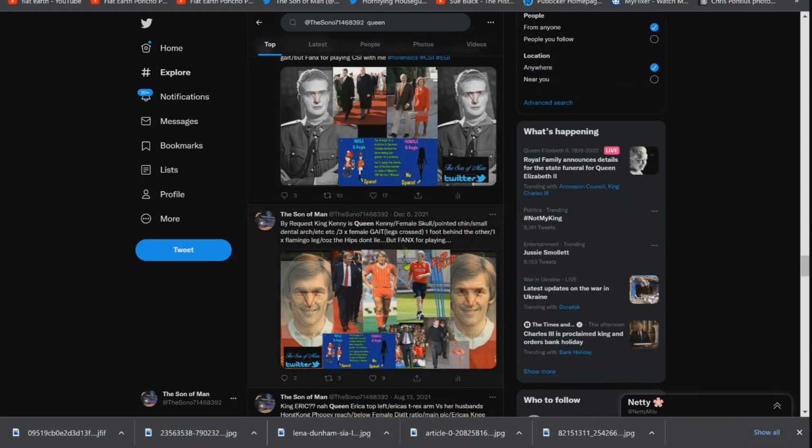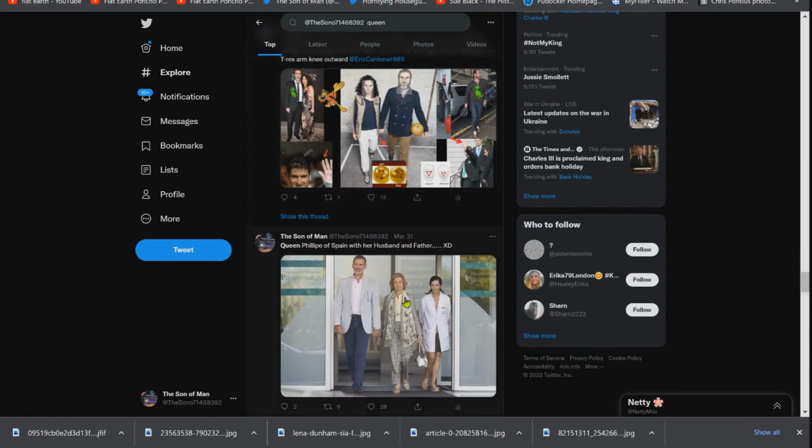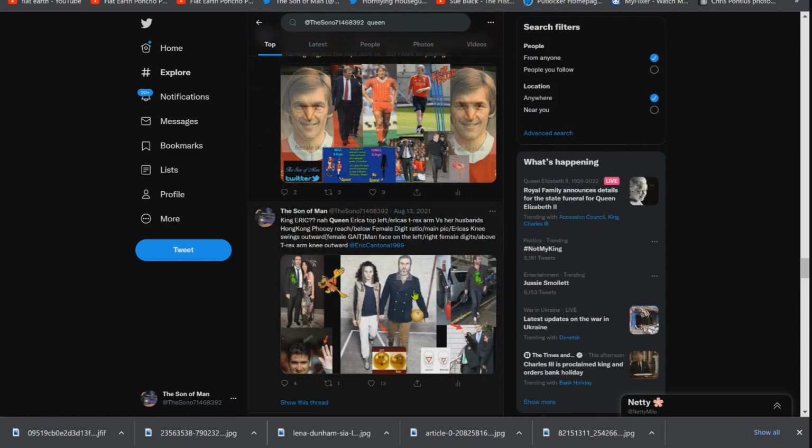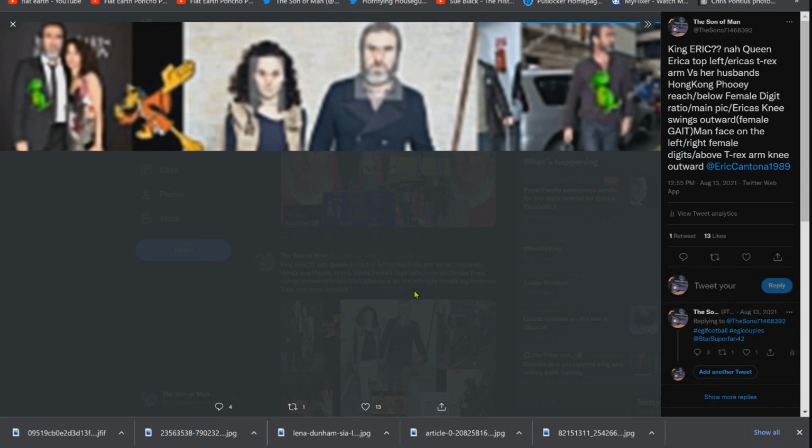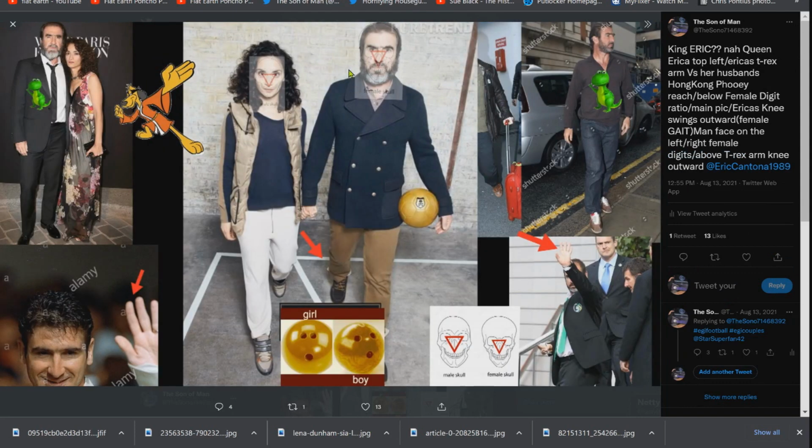King Kenny, Queen Kenny, I called it. Kenny Dalglish, Eric Cantona. Oh look, we did Eric Cantona yesterday. I thought that was Sacha Cohen for a minute. What, this? Yeah, that looks just like him. Sacha Cohen with a beard. Yeah, it does a bit. Looks like Ballarat. Got the same eyes.